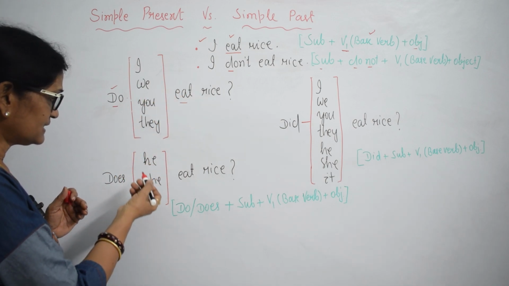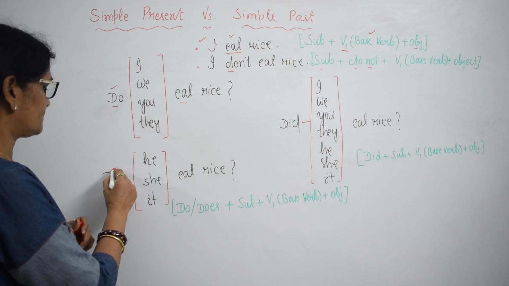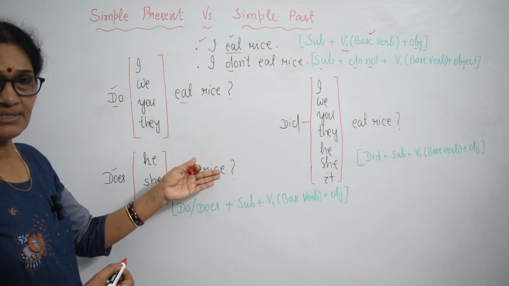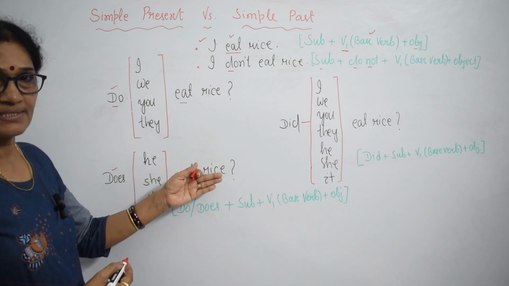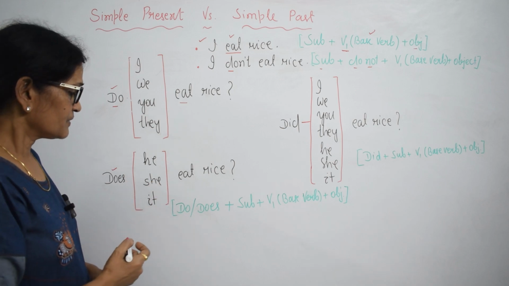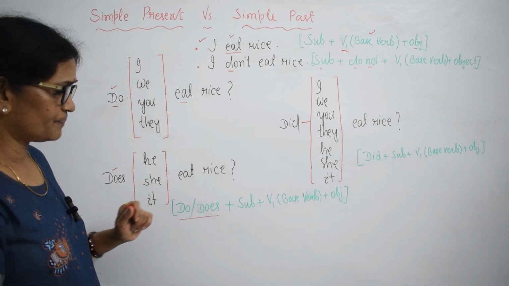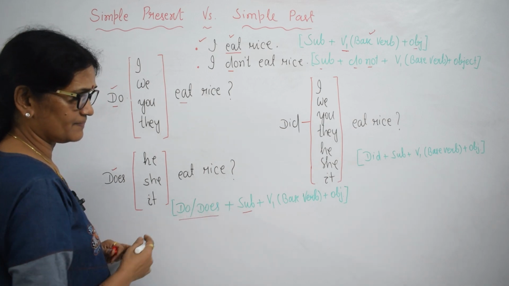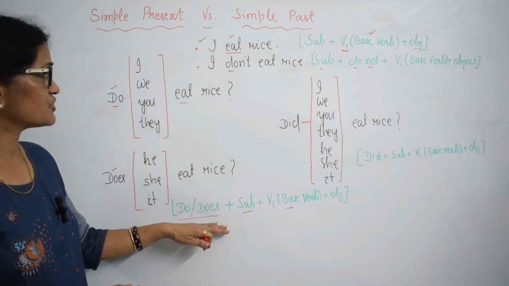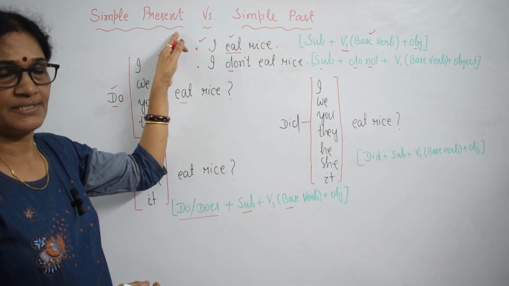With other subjects, he, she, it, singular subjects, does. Does he eat rice? Does she eat rice? Does it eat rice? Okay. So what is the structure? The structure is do or does in the beginning plus subject, then verb 1, then object. This is the structure for interrogative sentence in simple present.